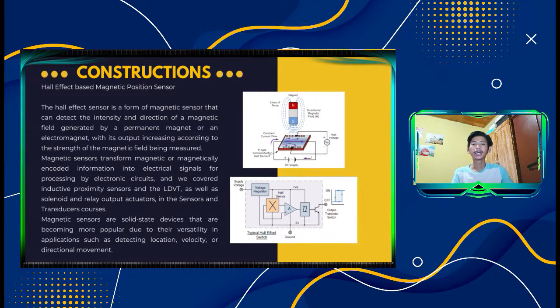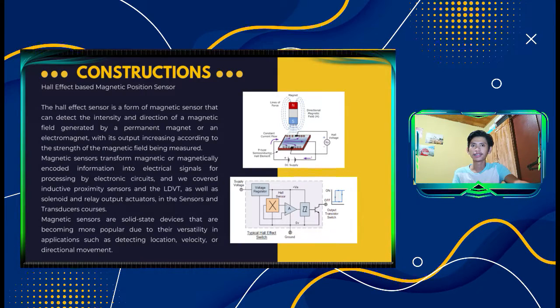Both linear and digital outputs can be found in Hall effect sensors. The voltage at the linear analog output is proportional to the magnetic field that has passed through the Hall sensor. Hence, the voltage serves as the sensor's output signal.